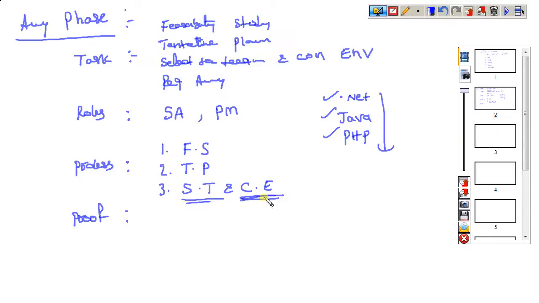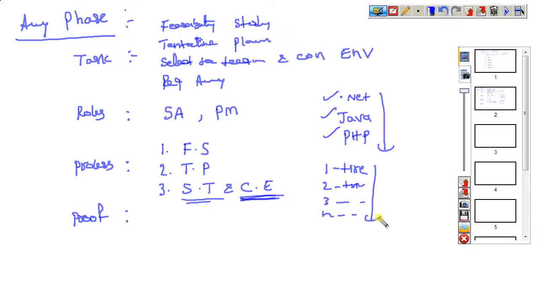But what is confirming the environment? That is single tier architecture, two tier architecture, three tier architecture, n tier. These are the architectures we have, the environments. Which environment is suitable for this project, we need to analyze here. So we go for selecting the technology and confirming the environment.